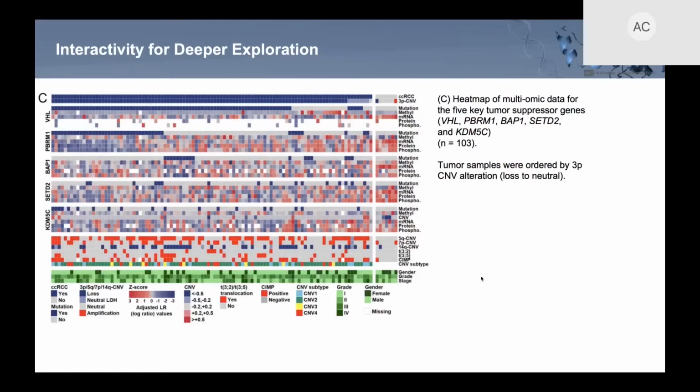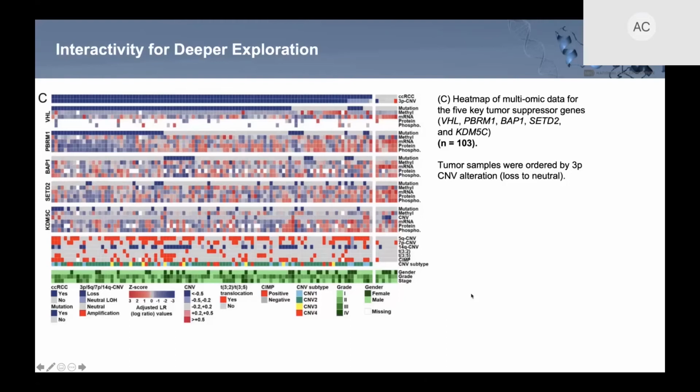I want to take a closer look at the specific figure from that paper to talk about what the limitations are. If we look at this figure, the caption reads, it's a heat map of multi-omic data for the 5 key tumor suppressor genes associated with kidney cancer, with clear cell renal cell carcinoma, VHL, PBRM1, BAP1, SETD2, and KDM5C across 103 samples, and the tumor samples were ordered by 3p CNV alteration from loss to neutral. I want to talk about some of the limitations by going through this caption.